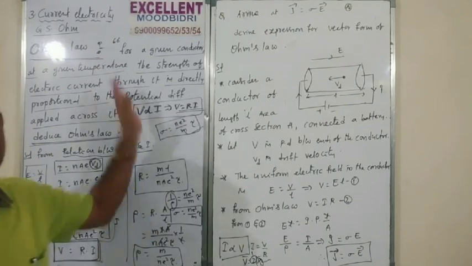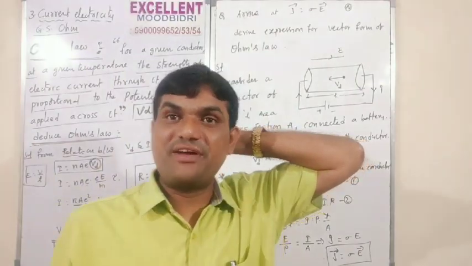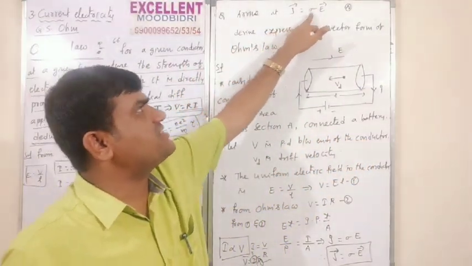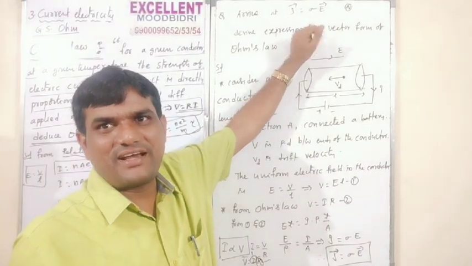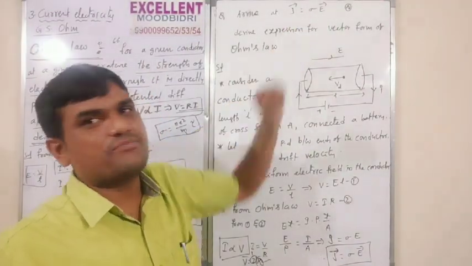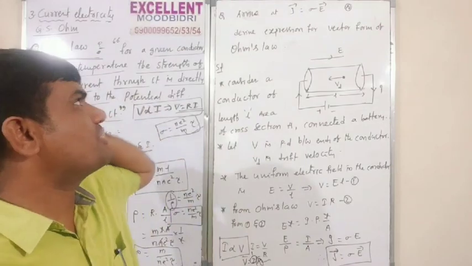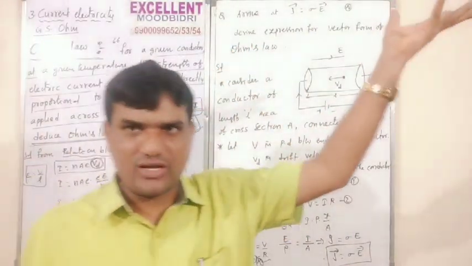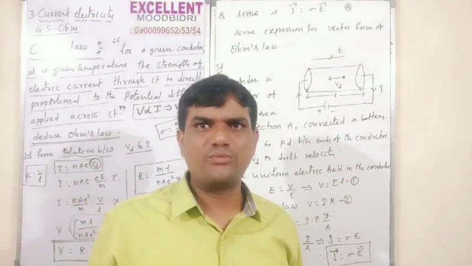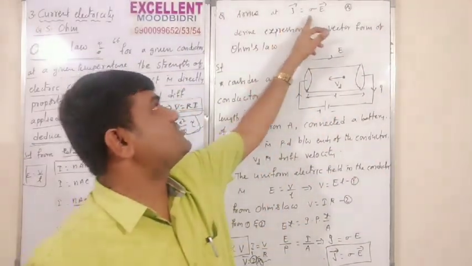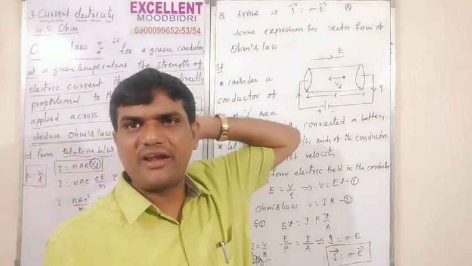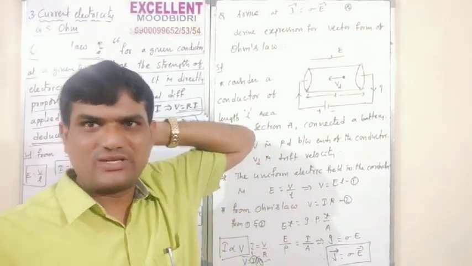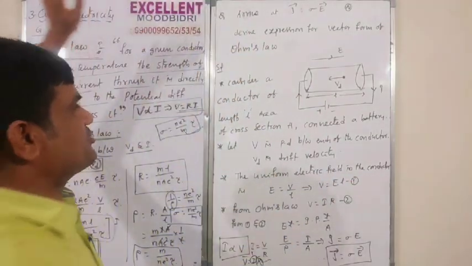Okay, so that is the finished one. Next, a very important 3 mark question: give the relation between J and sigma. This can also be asked as: derive the expression for the vector form of Ohm's law. J bar is equal to sigma into E bar is the vector form of Ohm's law. Very important 3 mark question.